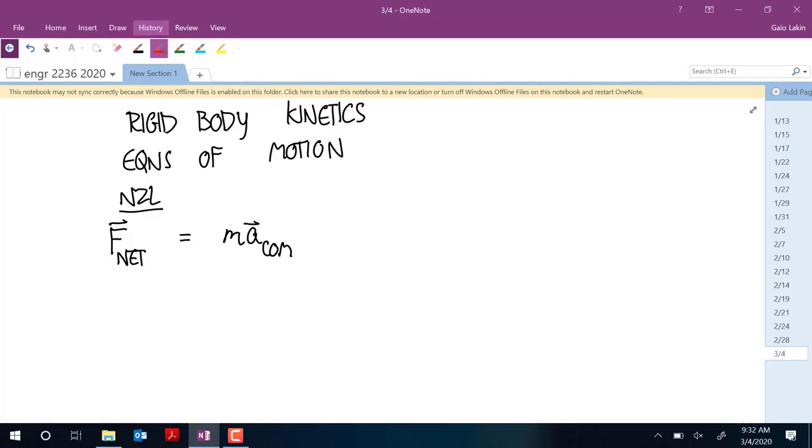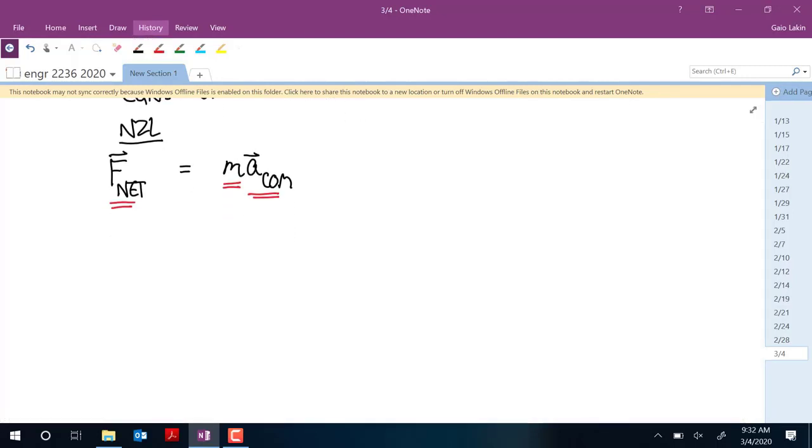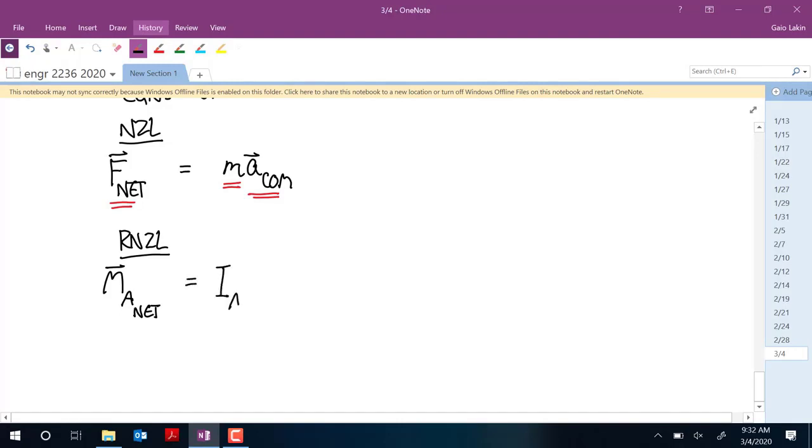Okay. Now we know what this is, we know what this is, we know what this is. So we're good on Newton's second law. And then the second one, the second vector equation of motion, is the moment equation, rotational Newton's second law. And that says that if you add up all the moments about the about point, that's equal to the mass moment of inertia around the about point times the angular acceleration vector.